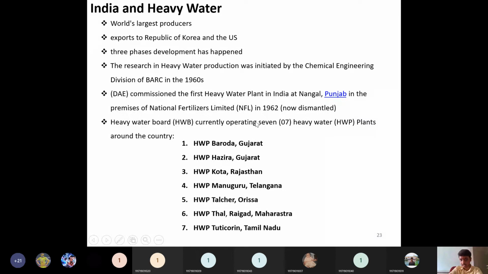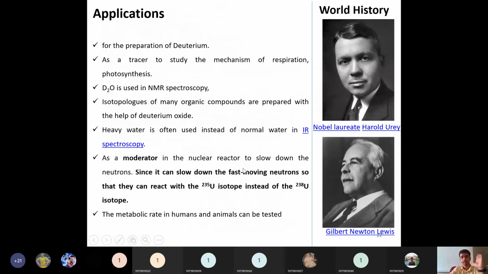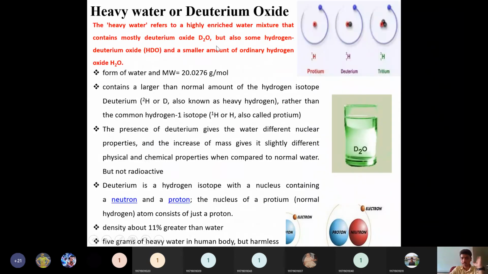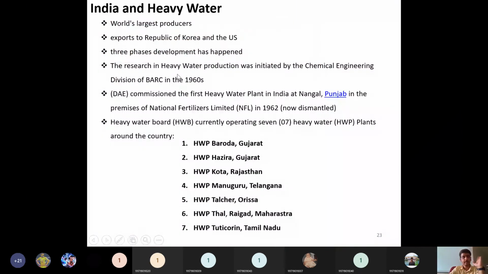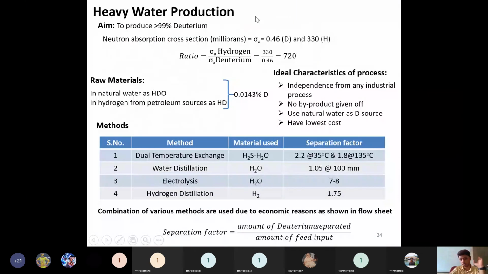How many are functioning, and where are they functioning? This is not at all required to give in the examination. Only concentrate on this topic. What is the definition? What are the facts of heavy water? Then what are the applications of heavy water? Then how to produce this heavy water?